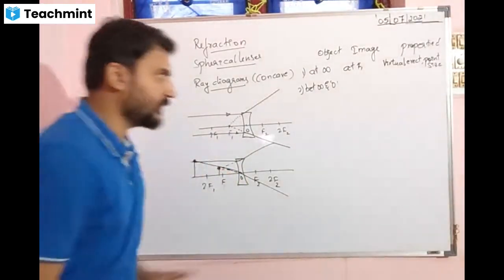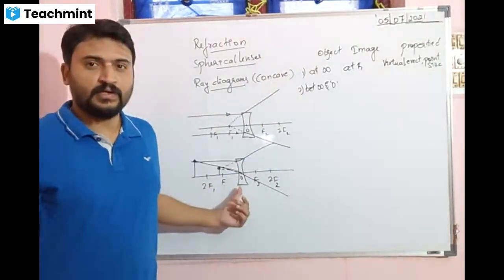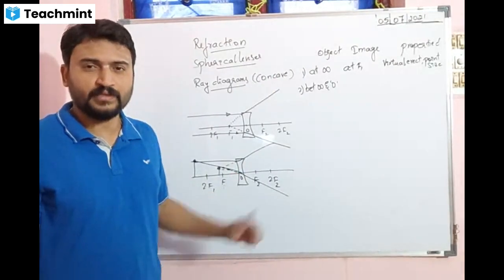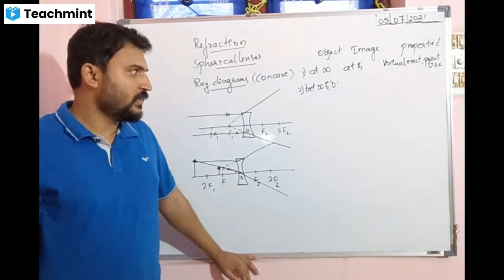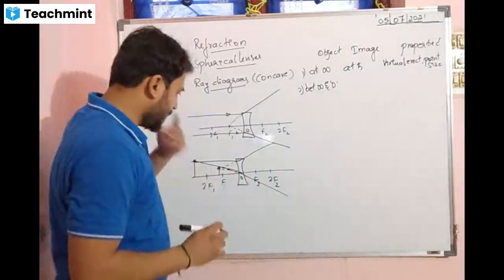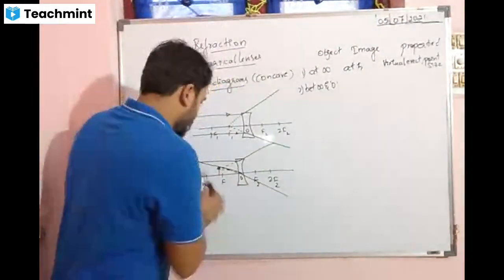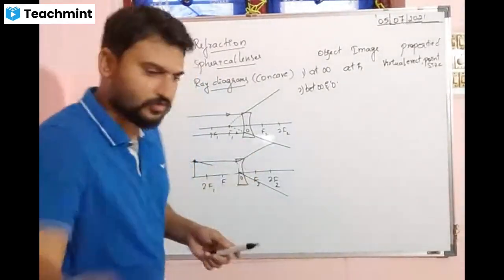So what are the properties of the image here? Where is the image found? At F1? Beyond? Between F1 and F1? It has to be between F and O, no? The image has to come between F and O, I guess. Correct.